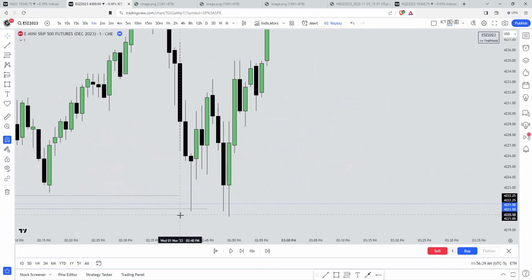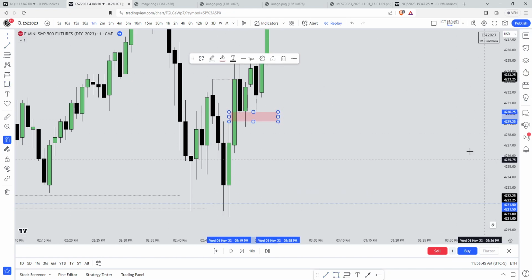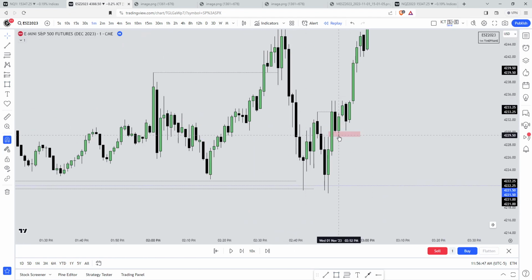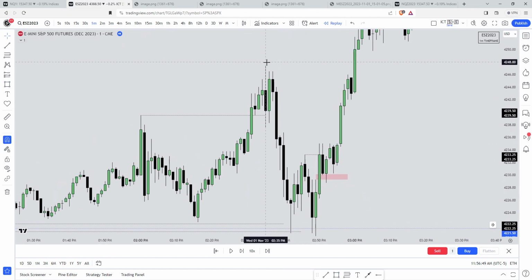On the 1 minute, it takes out liquidity. You get a market structure shift higher, which creates a bullish fair value gap. This is the clearest long. I traded this long on NQ, and then I held for the buy side above here.